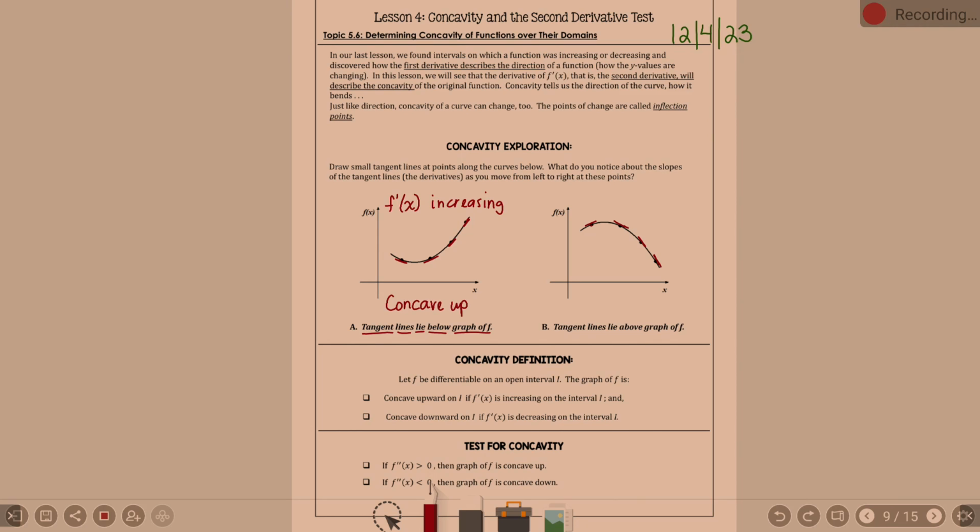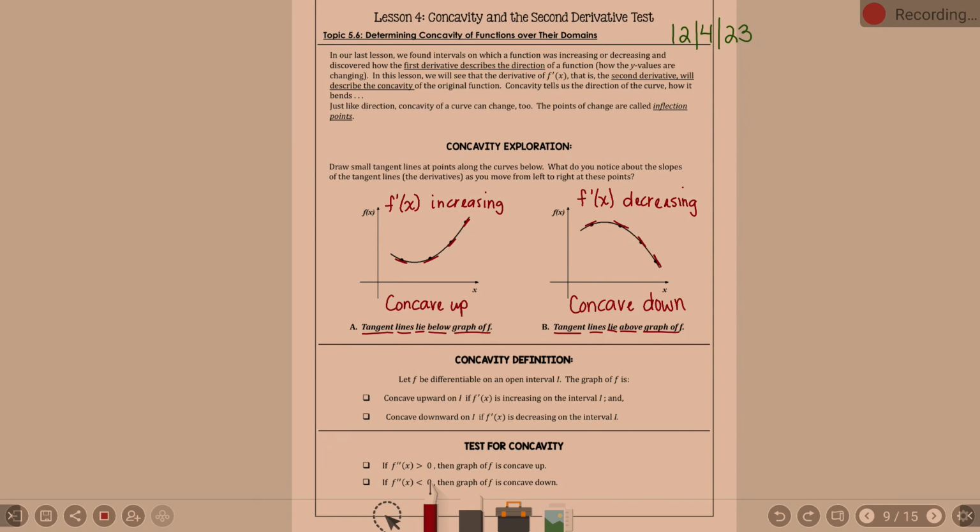As we look at these, the slopes are getting steeper and steeper. As they get steeper and steeper in the negatives, they are getting smaller and smaller. So with that idea, the derivative here is decreasing. If the first derivative is decreasing, this means my graph is concave down. Notice here, tangent lines lie above the graph of f.